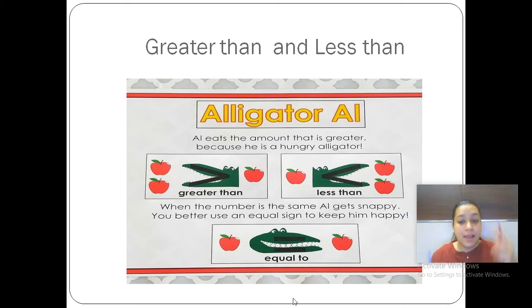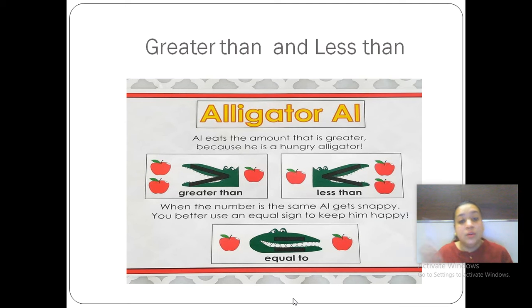So now I have two pens in one hand and one pen in one hand. You can see this, two pens in one hand and one pen in one hand. So alligator's mouth will open towards 2. Alligator's mouth will open towards 2. So my alligator mouth will open towards 2. Why? Because 2 is greater than 1.